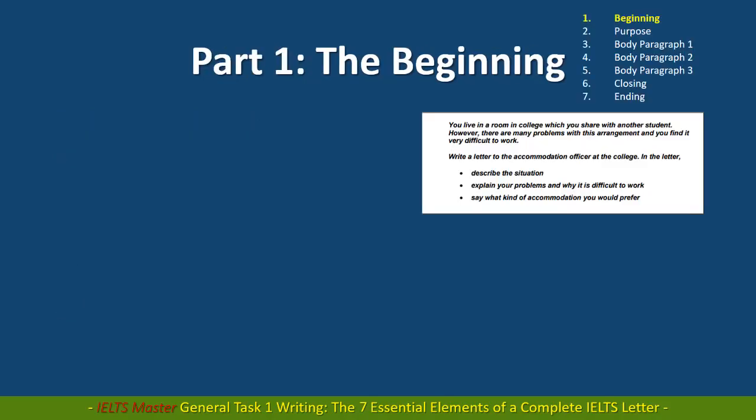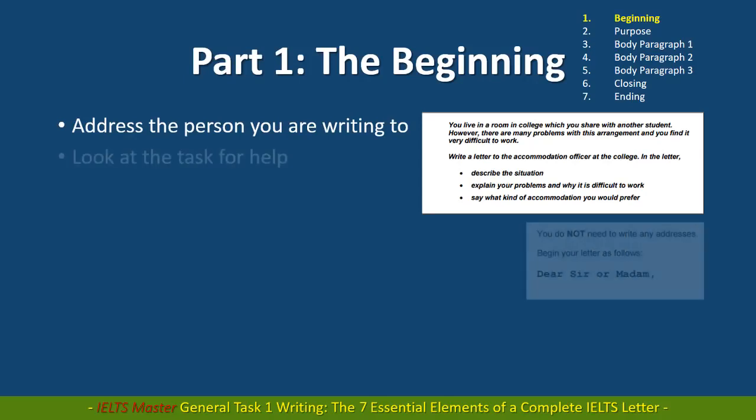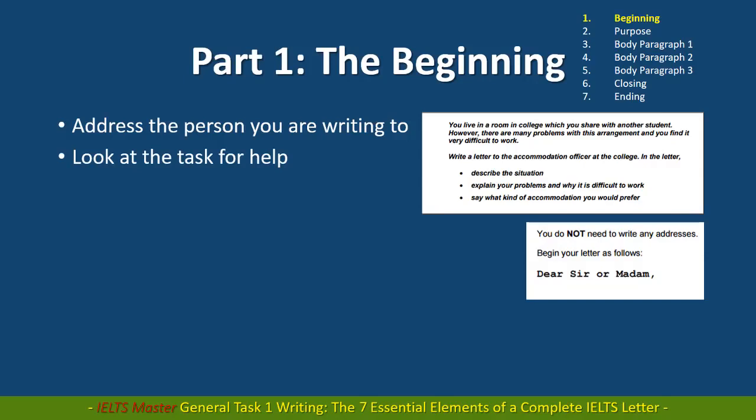Okay? So let's take a look at part 1, the beginning. And we have the question here on the right, and on the top right, you can see the order of each of the 7 parts that we're going to look at. So in the beginning, you need to address the person you are writing to. Look at the task for help. For example, here it says, you do not need to write any addresses. Begin your letter as follows, Dear Sir or Madam, and a comma. Don't forget the comma, and don't misspell this. It's too easy. So look at the task for help.